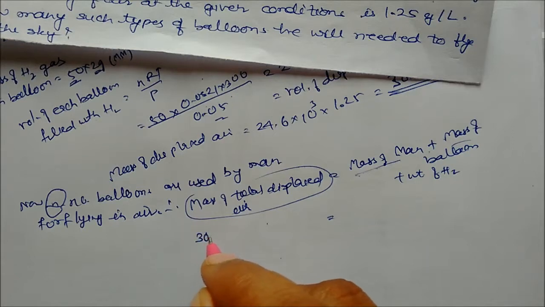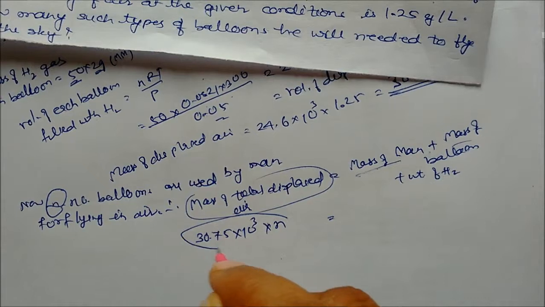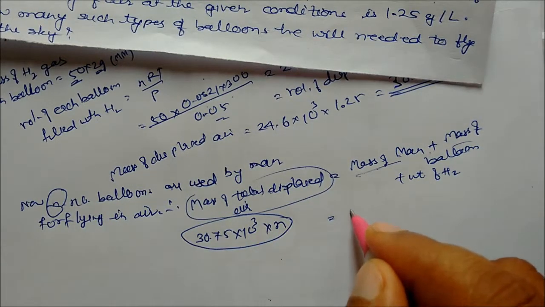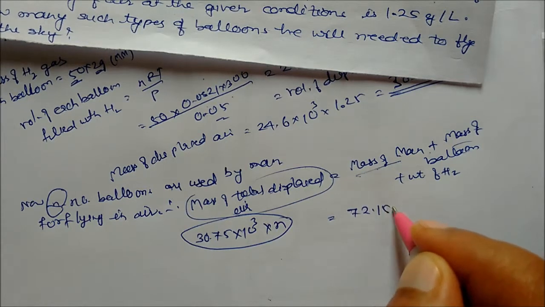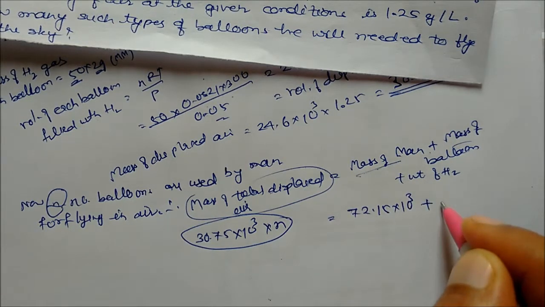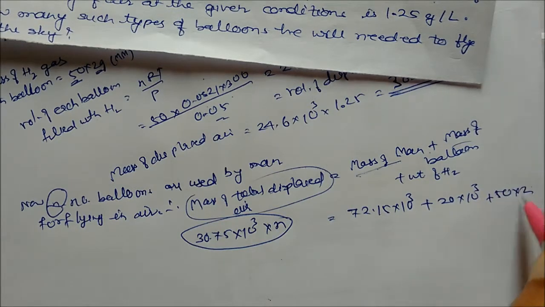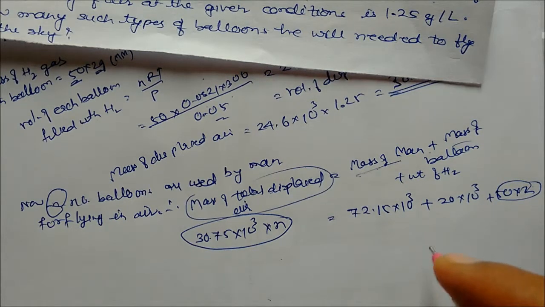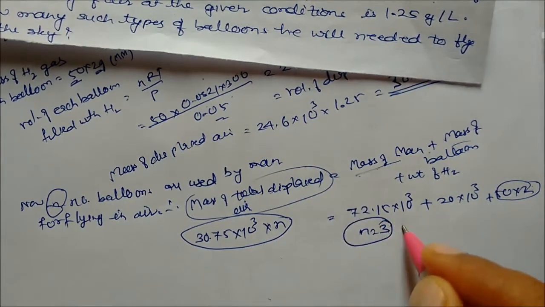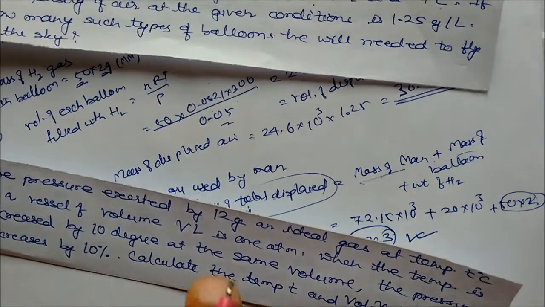So 30.75 into 10 power 3 into n. So this is the total mass of n, and the mass of man is here 72.15 into 10 power 3. Mass of balloon 20 into 10 to power 3 plus the mass of hydrogen we have already calculated. So we will get the answer here. So n equal to 3. So we require 3 balloons so that he will fly in the sky.